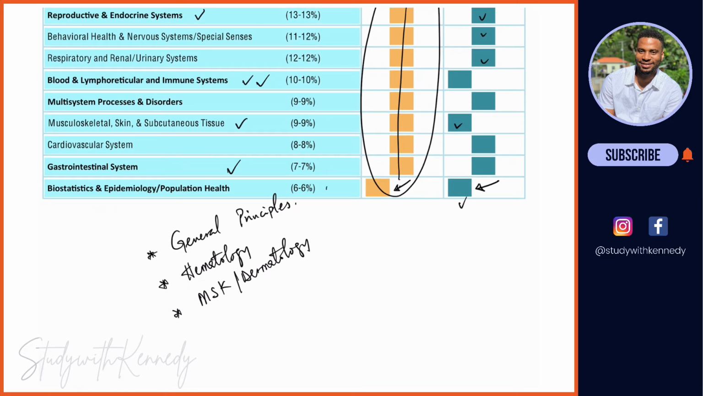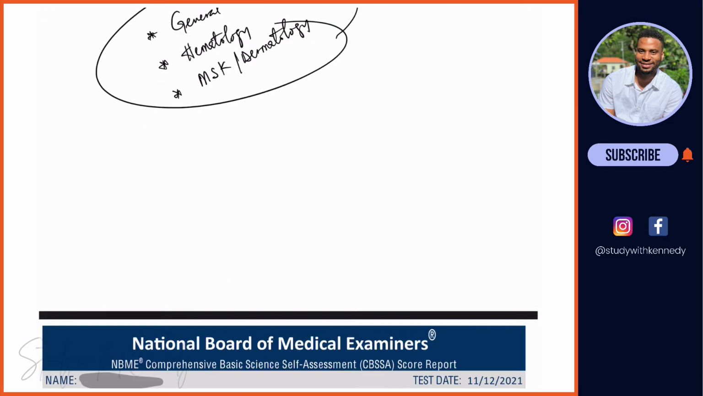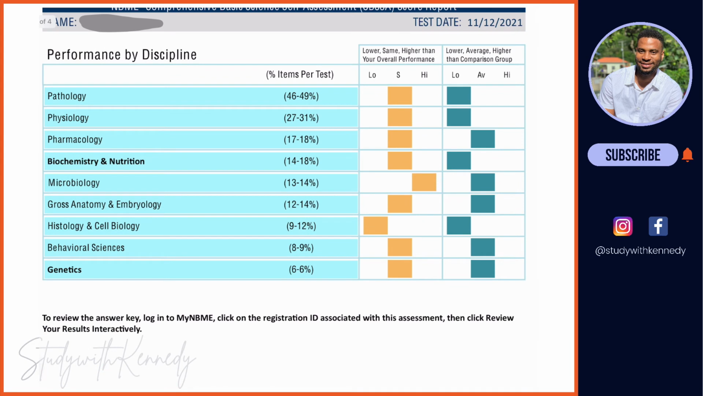Biostatistics is the one area, this 6.6%, where you can easily get all those points if you work on it, and you can do that in less than a few days. Those are 3 subjects I would recommend for this student to work on really quickly. Then we come to this aspect.